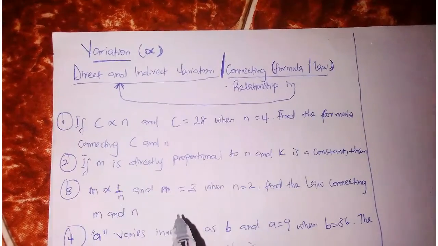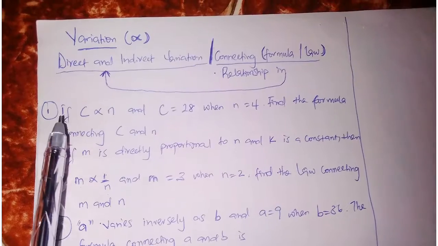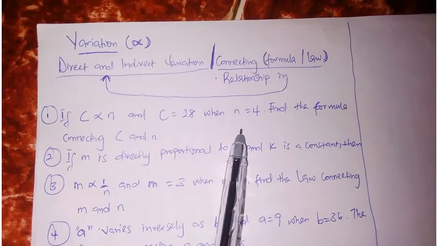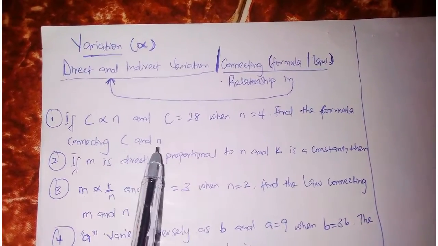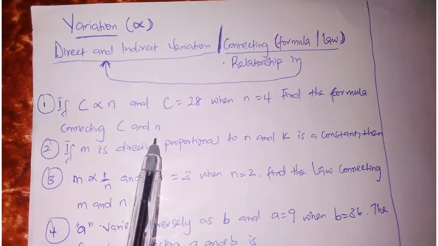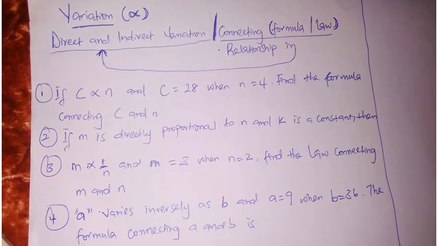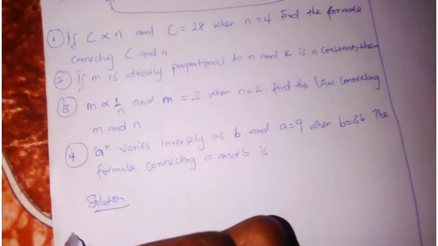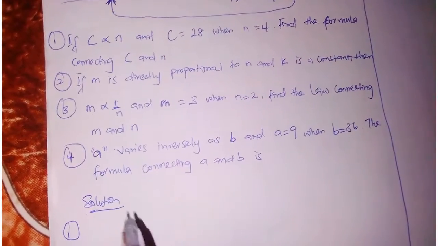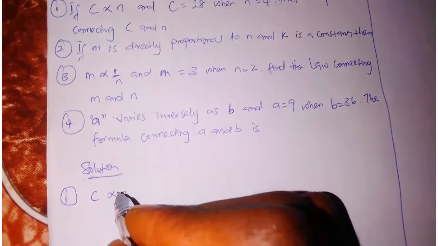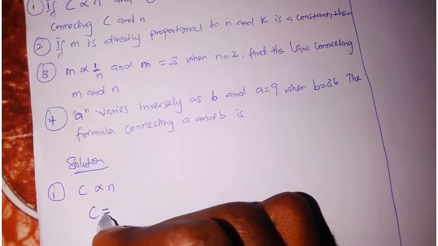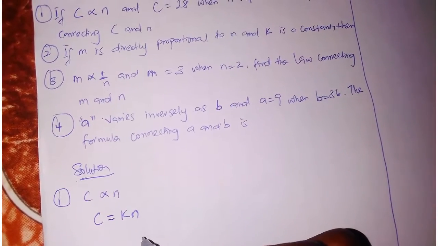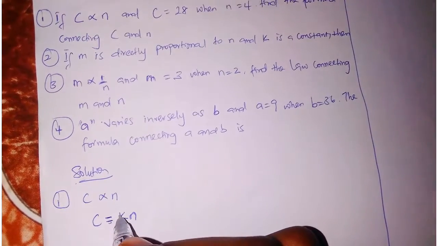If M varies directly as N, it becomes M varies N. Okay, so this first question says: if C varies directly as N and C equals 28 when N equals 4, find the formula connecting C and N together. Now, to find the formula connecting C and N, you need to put it in equation form. What do I mean? Solution. In this case, for number 1, we have C varies directly as N. If I introduce my equals to sign, I'll have to introduce my constant, say K, multiplying N.